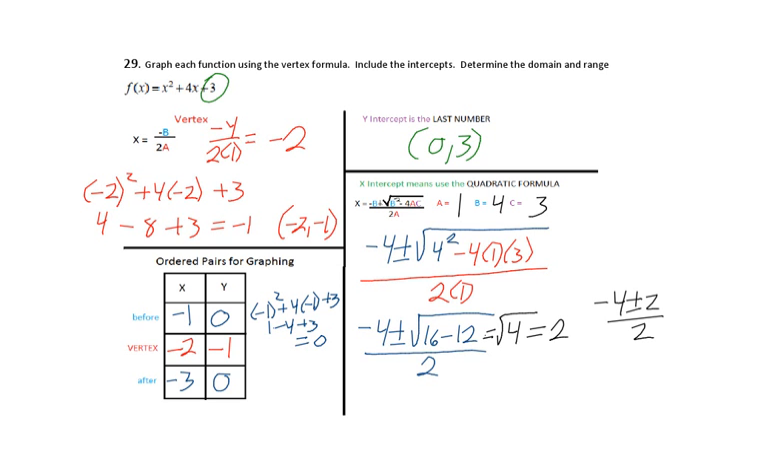If you add, you get negative 2 over 2, which is negative 1. So that's the first answer. And if you subtract, you get negative 6 over 2, which is negative 3. The second answer. Let's go to our chart.